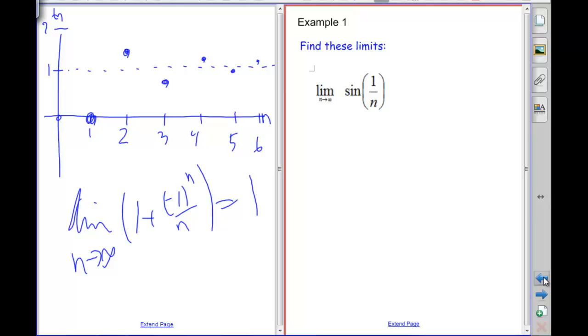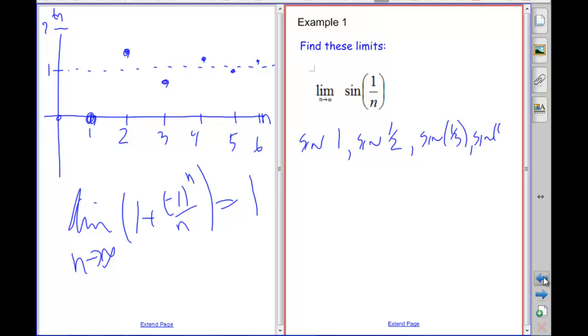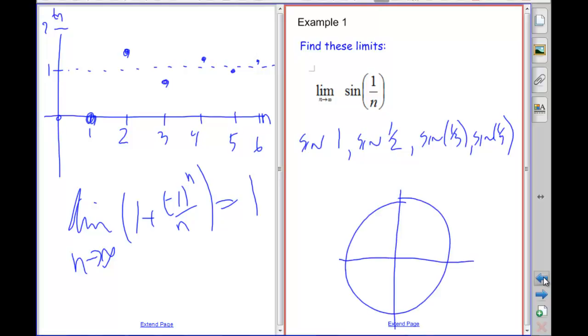First of all, with no degree symbols here, this is in radians. And I think you can think about this conceptually because your terms are going to be the sine of 1, the sine of 1/2, the sine of 1/3, the sine of 1/4. And you can try those on your calculator. You can also remember the unit circle.